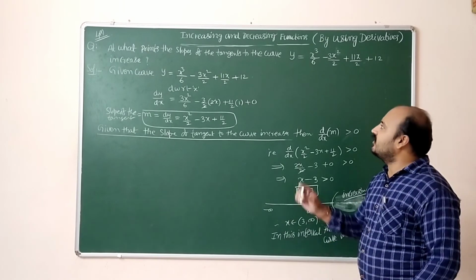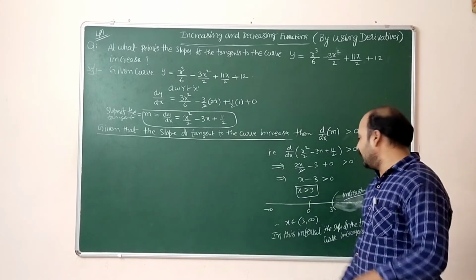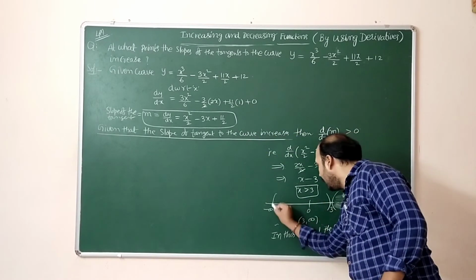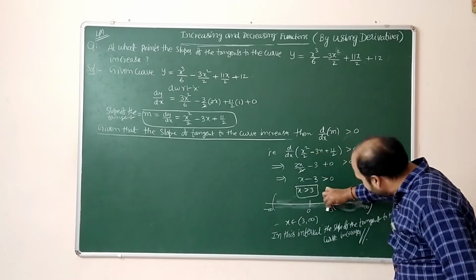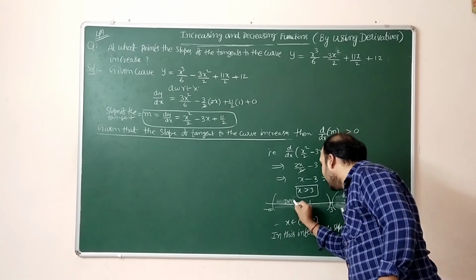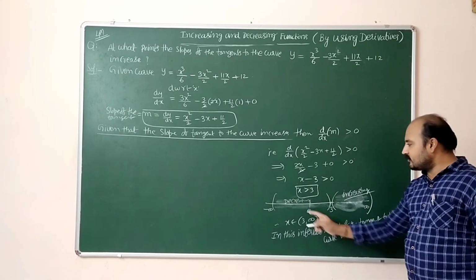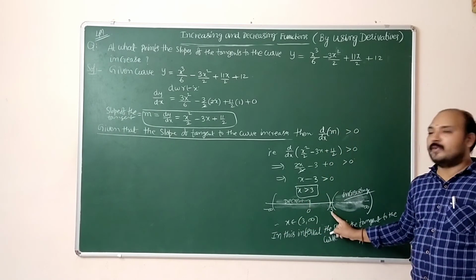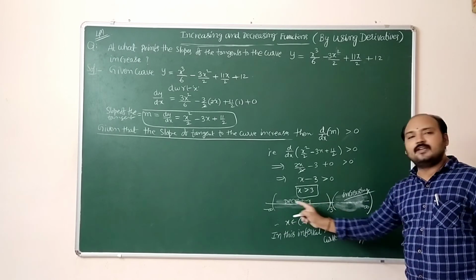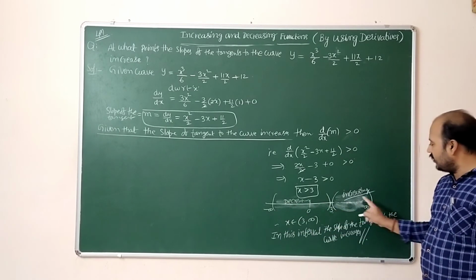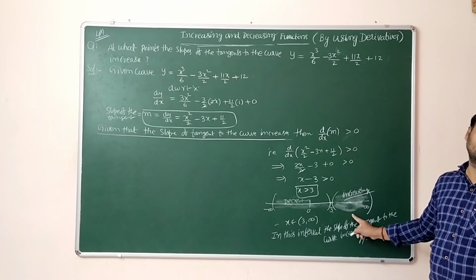Suppose, dear students, they ask for decreasing instead of increasing. The rest of the part, from here to here, is decreasing. In this interval, it is decreasing. That means minus infinity to 3, the open interval of minus infinity to 3, it is decreasing. In the open interval of 3 to infinity, it is increasing. We will move to the next one.